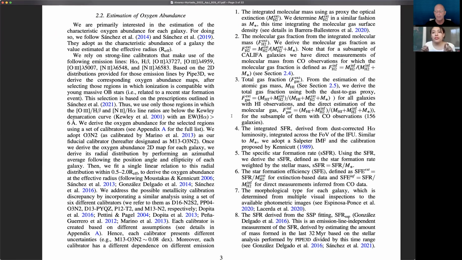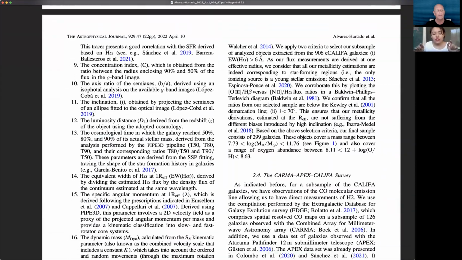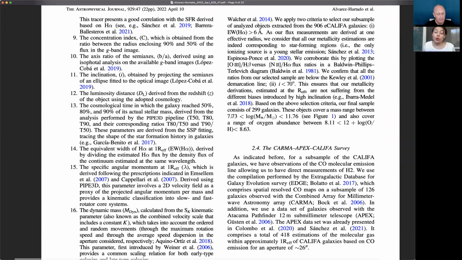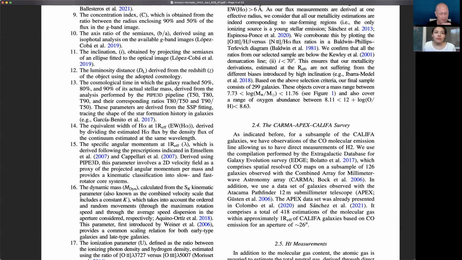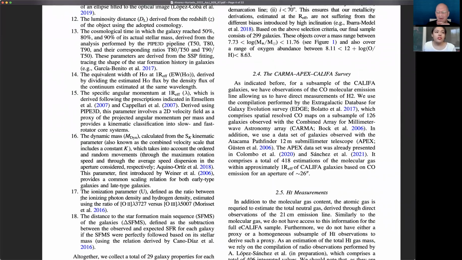And this parameter is important because it implies that the stellar mass can be considered as the final product of the star formation history. But we also work with star formation rate, morphological type, ionization parameter, dynamical mass, concentration index, gas mass, cosmological distance, star formation efficiency, among others. Yes, this is a total of 29 parameters.